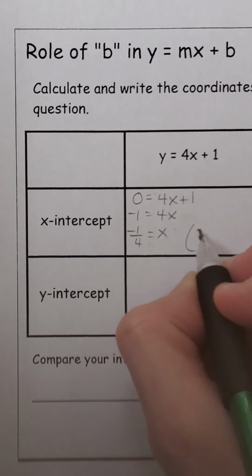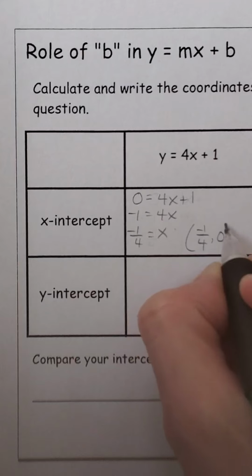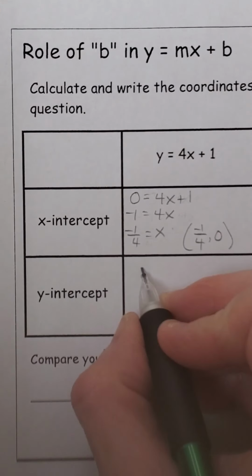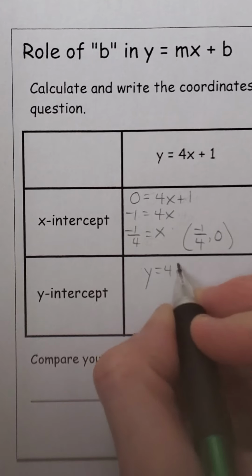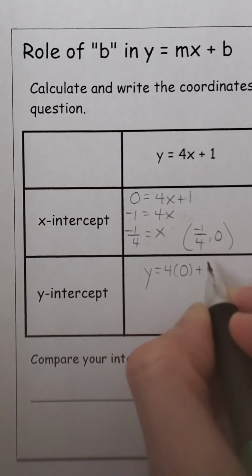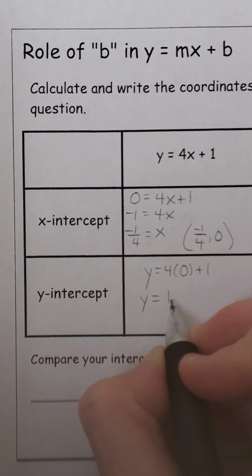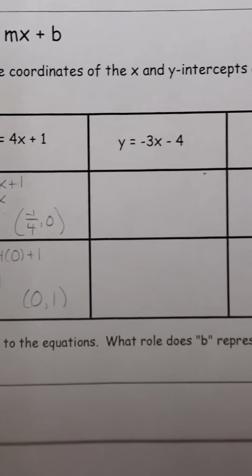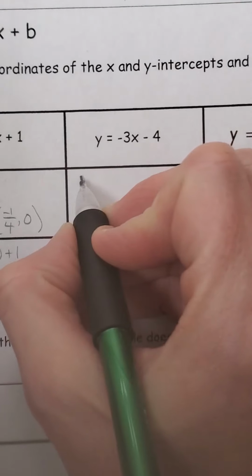And so the x-intercept of that line is -1/4. We can picture that, right? So the y-intercept will be y equals 4 times 0 plus 1. So y equals 1. Okay, moving on to the next one.